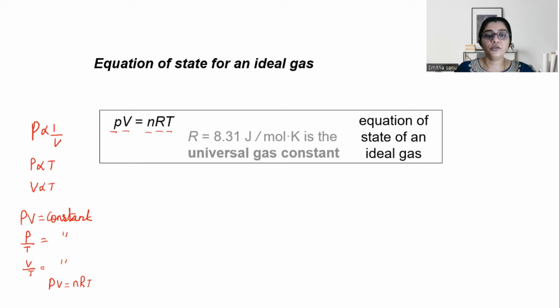So PV is equal to nRT is called the ideal gas equation, where P is pressure, V is volume, n is the number of moles, R is the universal gas constant, which has a value 8.31. And see the unit, it is joules per mole per degree Kelvin.